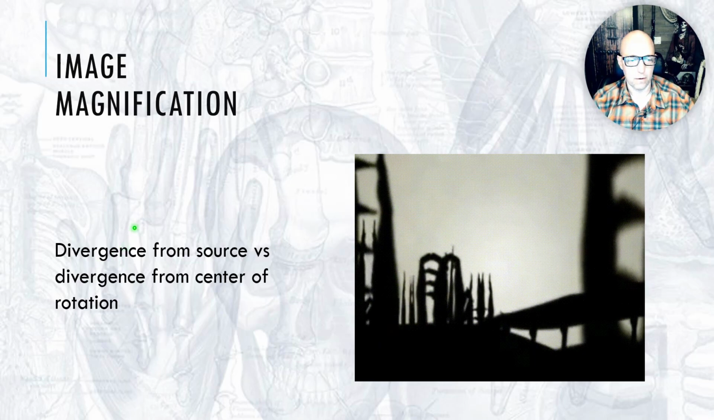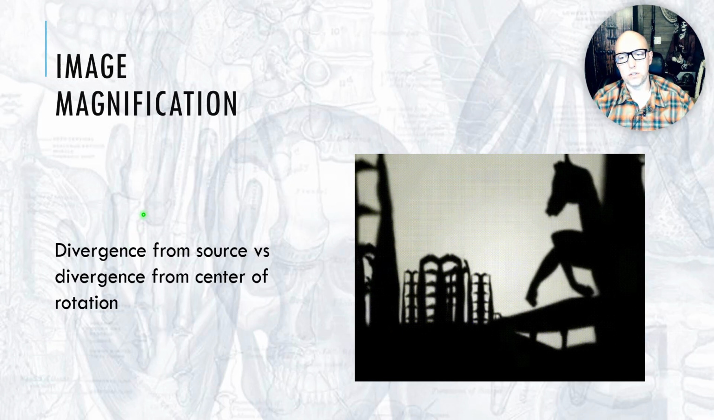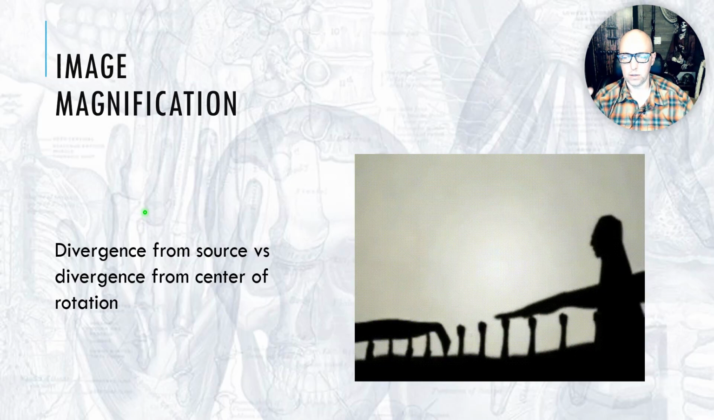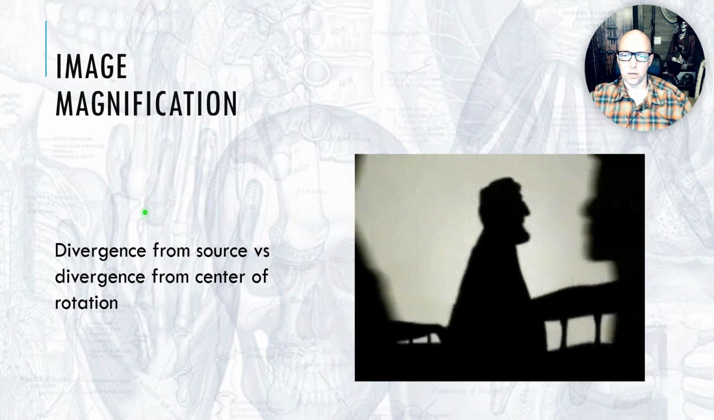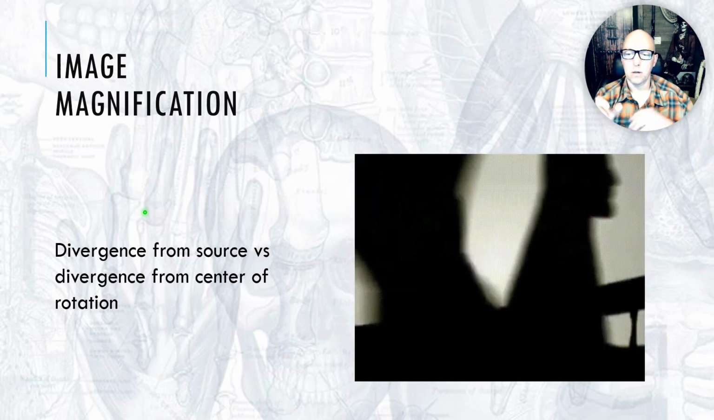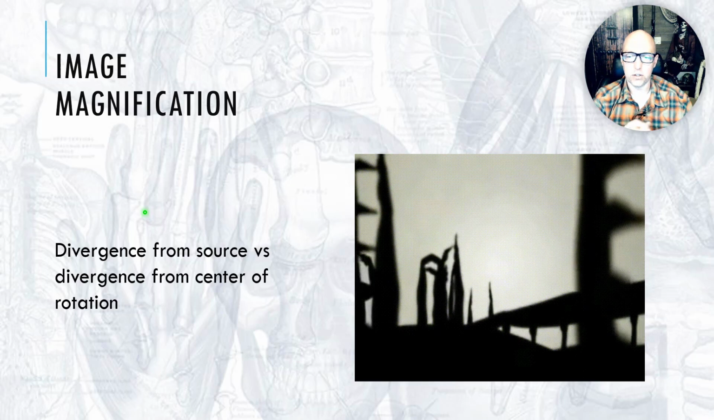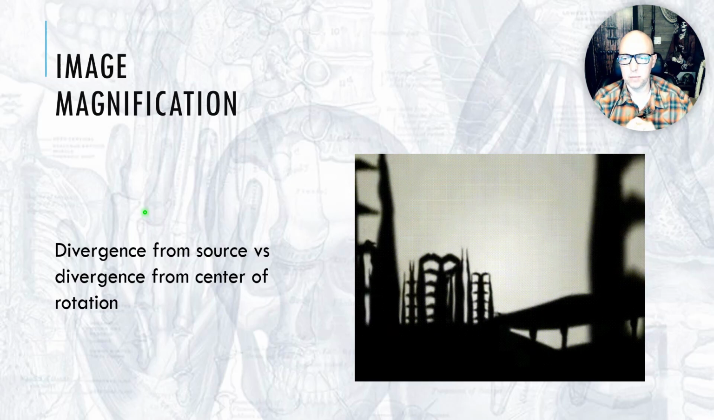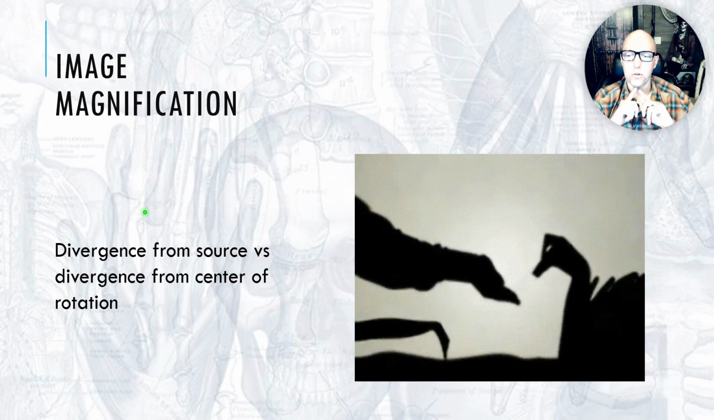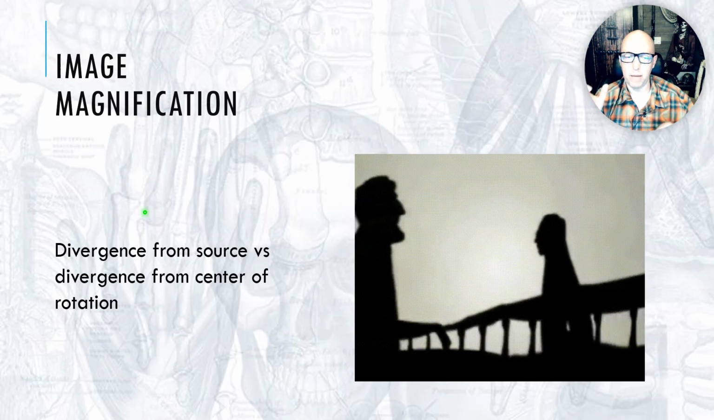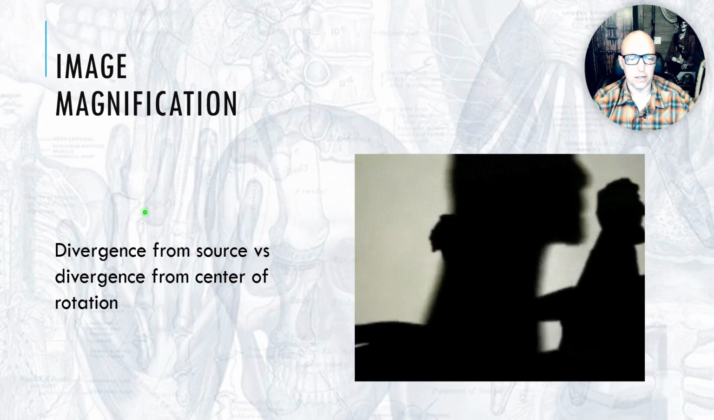Let me ask you this thought question. Which is going to be more magnified? Is it going to be the vertical dimension, which comes from the point source? Or the horizontal dimension, where the magnification comes from that point of rotation, which is a lot closer? Because that point of rotation is a lot closer to the object you're imaging, your horizontal magnification is going to be exaggerated.